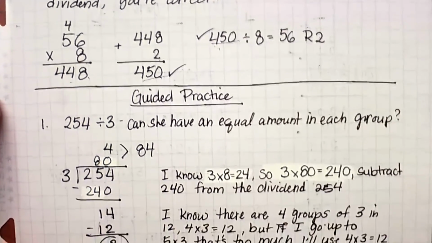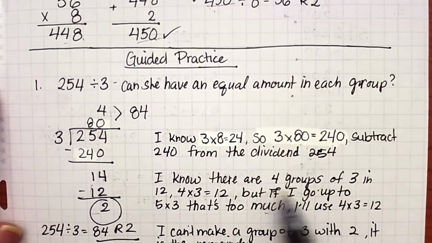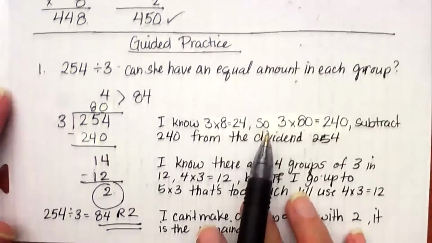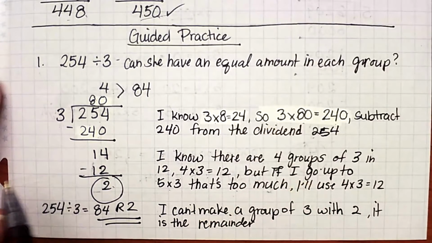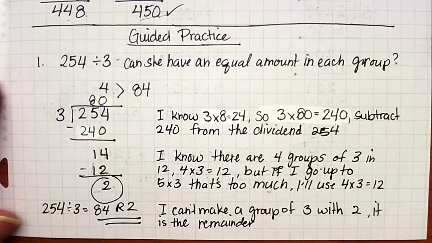So next I need to think, how many groups of 3 are there in 14? Well, I know there are 4 groups of 3 in 12, but if I go up to 5 groups of 3, that's 15. That's too much. So I'm going to stick with 4 groups of 3. I'm going to put my 4 over here and subtract off 12, and I'm going to have 2 left over. Now I can't make another group of 3 if I only have 2. So 2 is going to be my remainder.